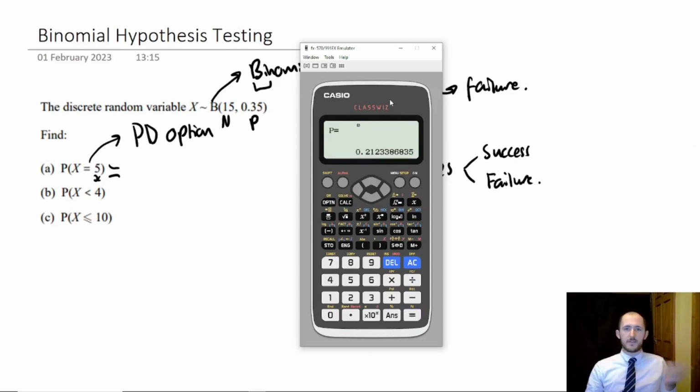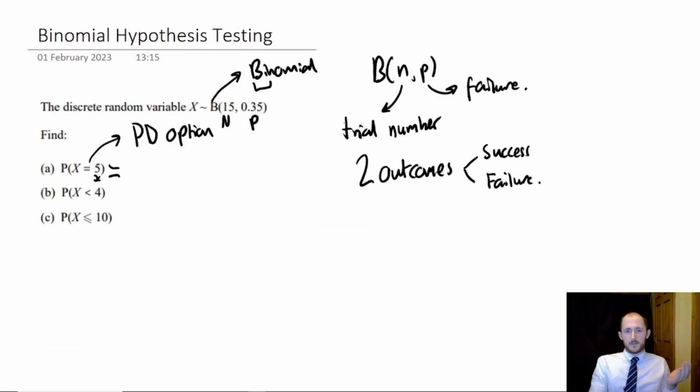And normally they want you to give it to 4 or 5 decimal places, so because it didn't specify, I'm just going to give it to 4 to make my life a bit easier. So 0.2123. Perfect, okay?